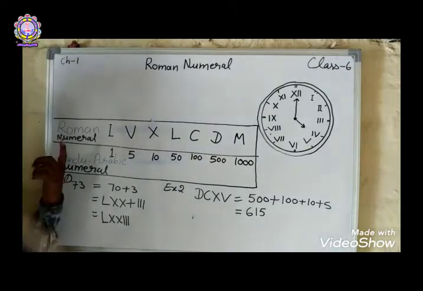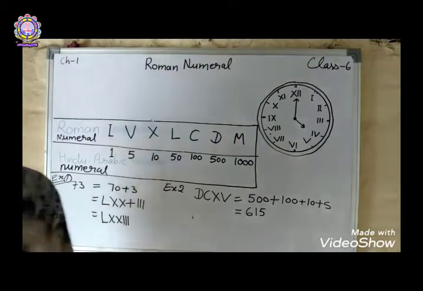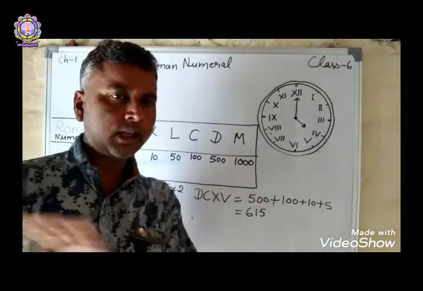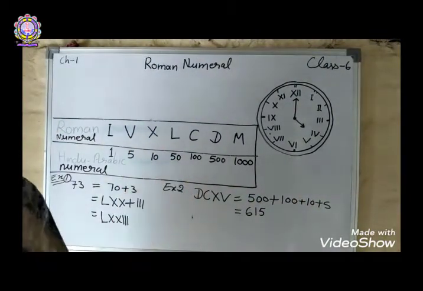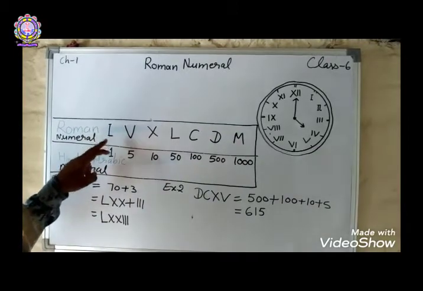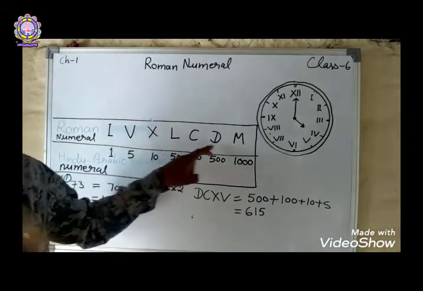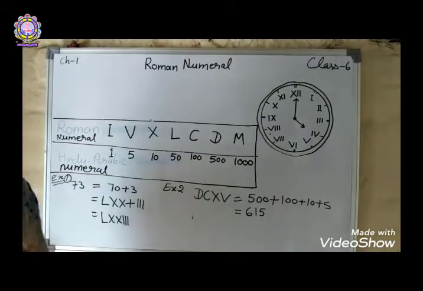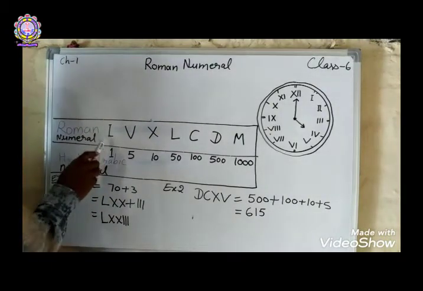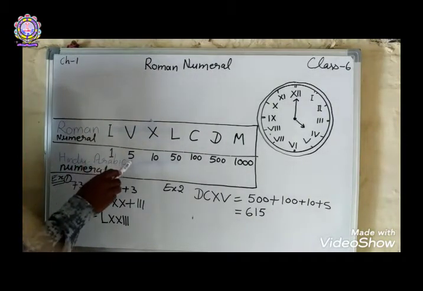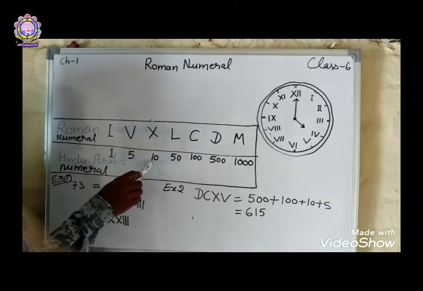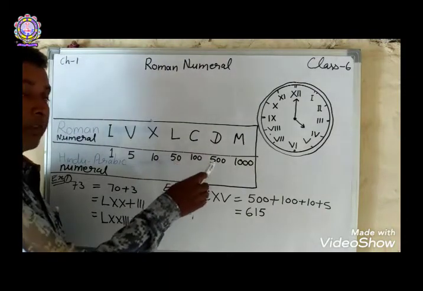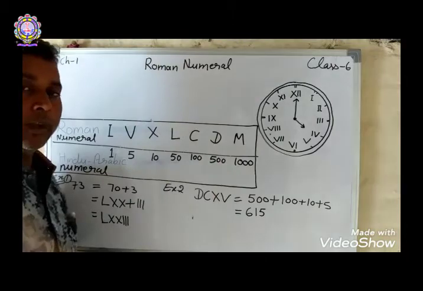numerals. In Hindu-Arabic numerals, you observe the digits 0, 1, 2, 3, 4, 5, 6, 7, 8, 9. 10 digits are given. But here there are only 7 symbols, and these are called the symbols in Roman numerals. So here I represents 1, V represents 5, X represents 10, L represents 50, C represents 100, D represents 500, M represents 1000.